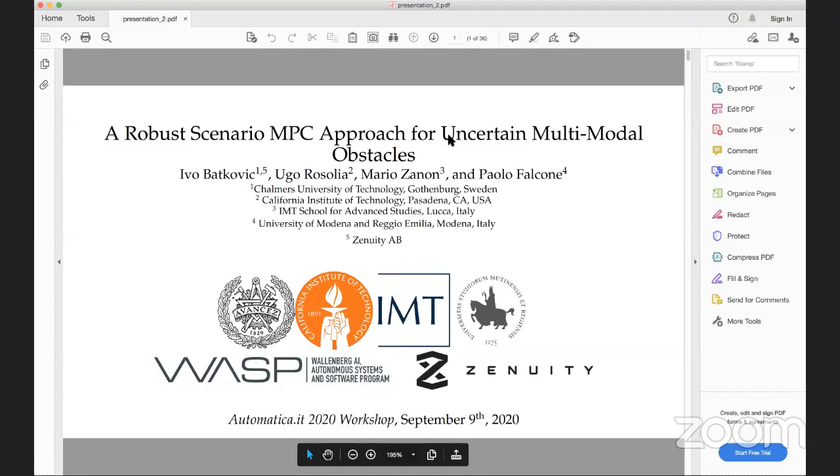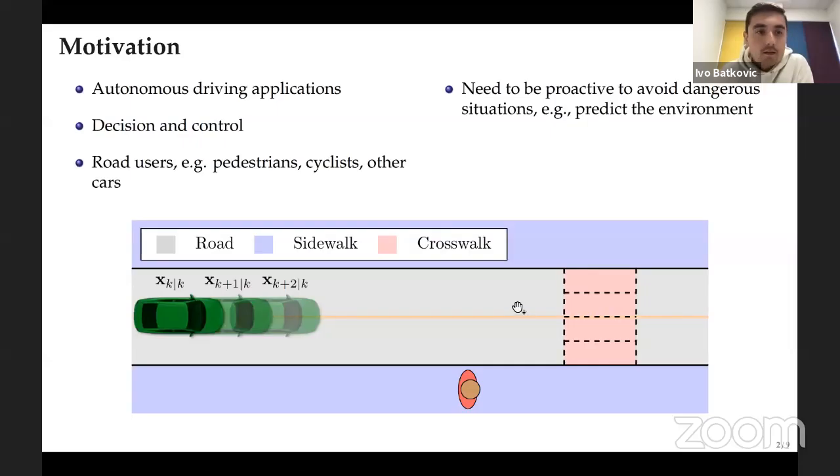Sorry, I think that you are still seeing the first slide. Oh, really? Yeah, at least I can see only the first slide. Let's see, maybe I restart. Is this better? Yeah, now I see the second.